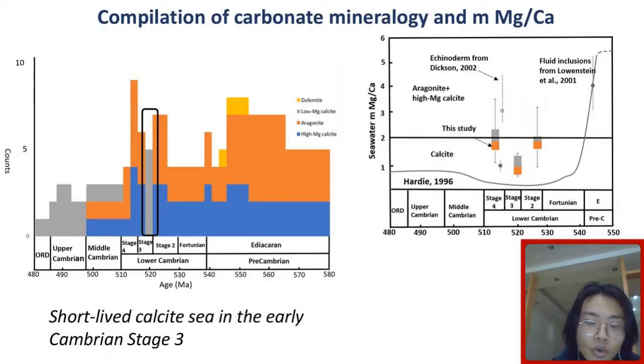However, in the geochemical model from Hardie's paper and also fluid inclusion data, they think there is only one single transition from aragonite sea to calcite sea during the late Ediacaran and the whole Cambrian. Based on the different data, we could see the molar magnesium-calcium ratio changes in the Cambrian at a more rapid rate.